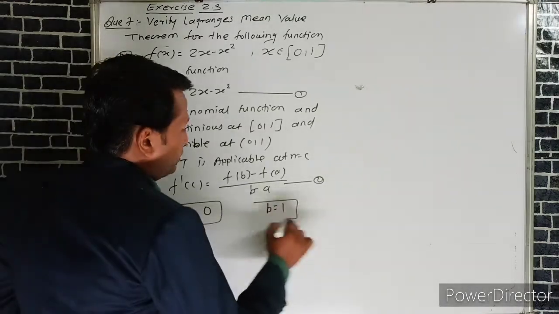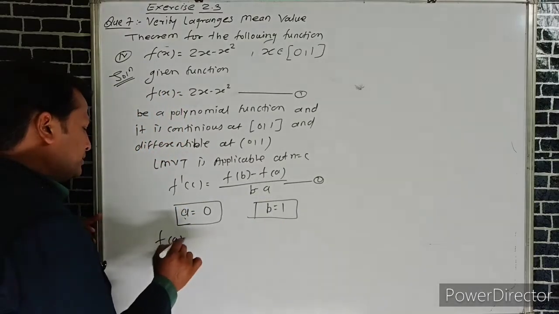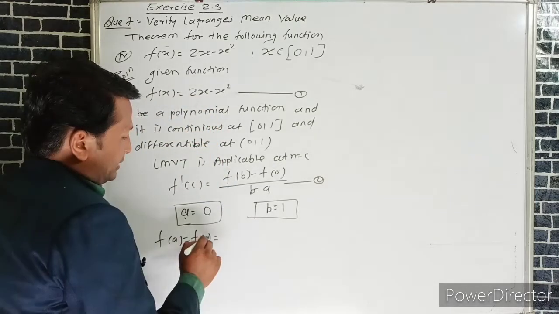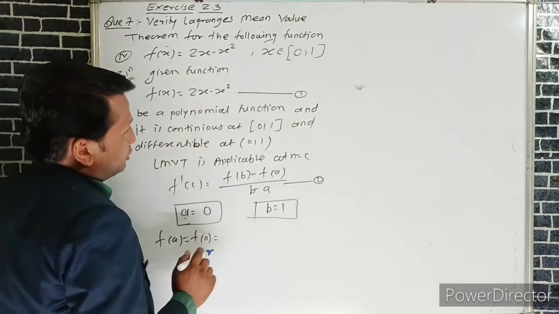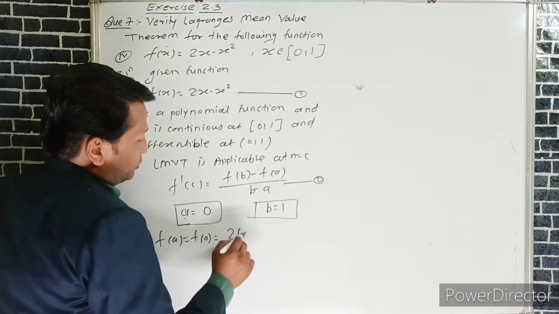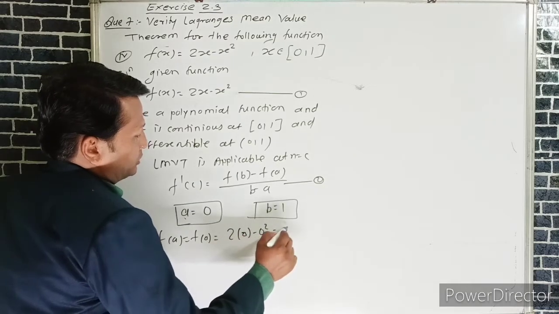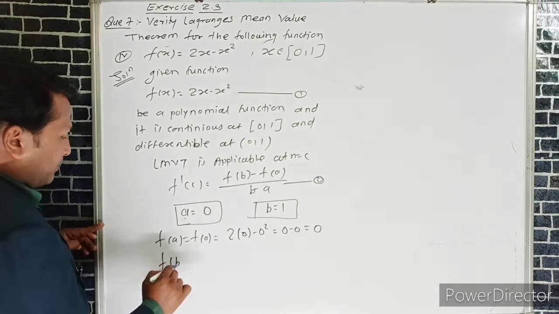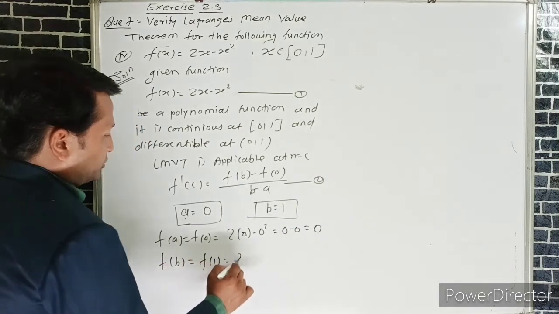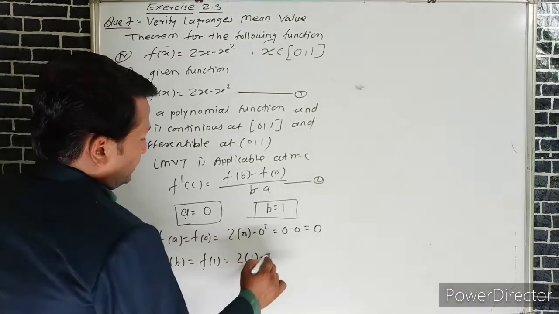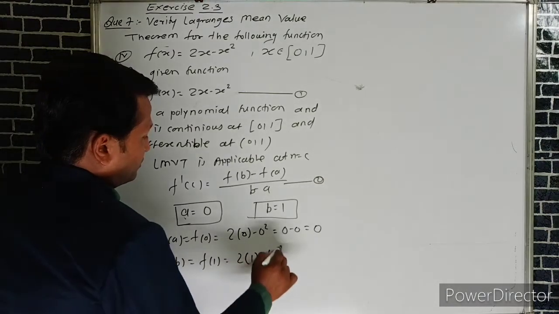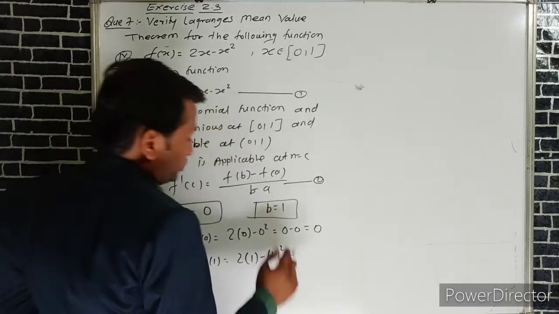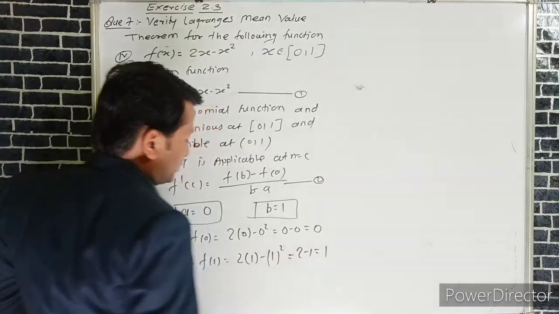By using this value of a and b, we can find f of a, that means f of 0. If we substitute the value of x as 0 in equation number 1, we can write 2 into 0 minus 0 square, which is 0. Again the value of f of b, that means f of 1, which is 2 into 1 minus 1 square. 2 into 1 is 2, minus 1 square, which is 1. 2 minus 1 is 1.